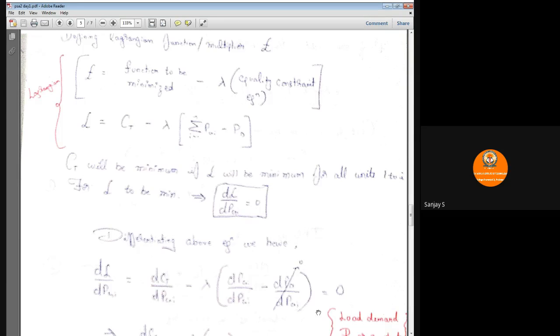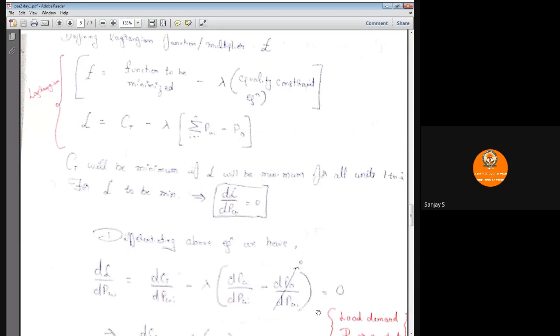So first derivative of Lagrangian with respect to PGI is equal to 0. So d Lagrangian by d PGI is equal to 0. Now we tend to differentiate that. So if you differentiate that, on the LHS you have differentiation of Lagrangian with respect to PGI equal to dCt by dPGI minus lambda. Lambda is a constant value basically, multiplied by, you have summation I varying from 1 to n PGI. If that is differentiated with respect to PGI, you get 1 minus dPd by dPGI.